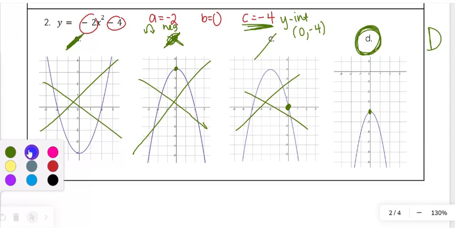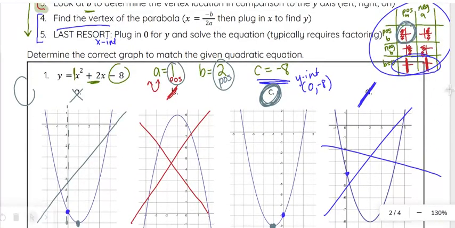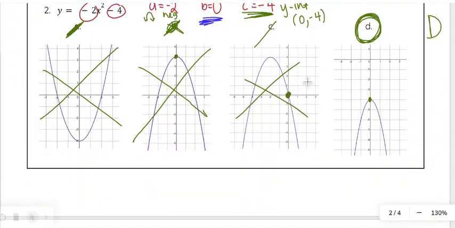Now, I didn't even need to go on to B, but you would notice that B is 0. If B is 0, in that table, that tells us that the vertex has to be on the y-axis. So knowing that, you could have also eliminated C had you chosen to do it in that order. You would have eliminated C, but then you would have had to look at B and D to determine which one had the y-intercept correct.